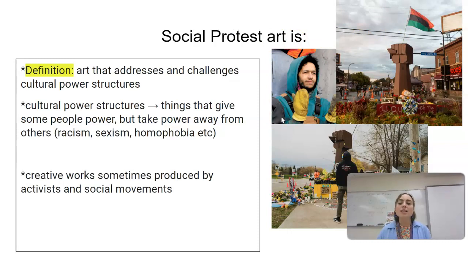Social protest art is sometimes produced by activists and social movements. So this is a great example. This is the Black Power Fist, and this is a sculpture that's in George Floyd Square in Minneapolis. It's not far from where I live in Minneapolis. And this sculpture was created during the 2020 uprising and came out of the Black Lives Matter movement.